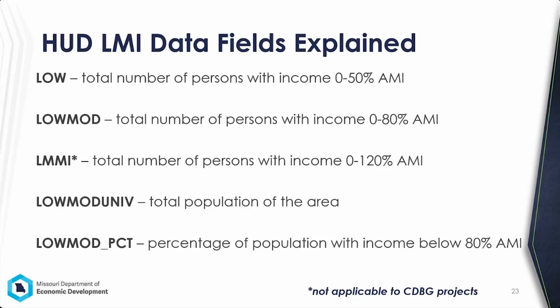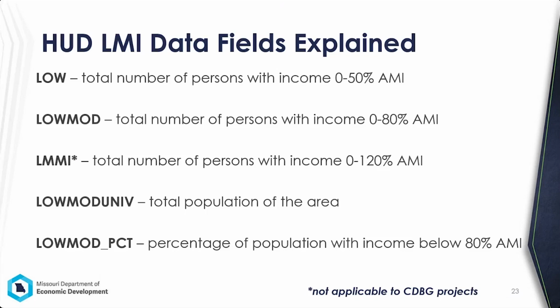Low mod universal refers to the total population of the area, and low mod percent refers to the percentage of the population with income below 80% AMI. Notice that HUD does not provide the 0 to 30% income range that is required to be reported on Form 2 and onto HUD. That's why we referenced Census Table B06012 earlier.